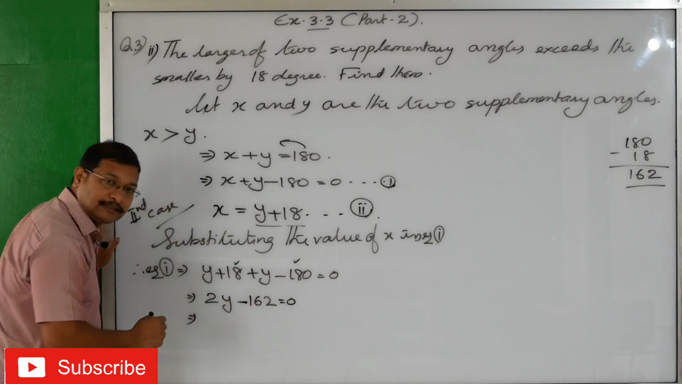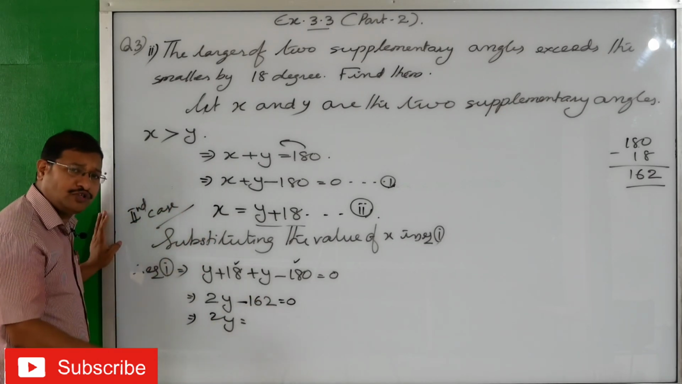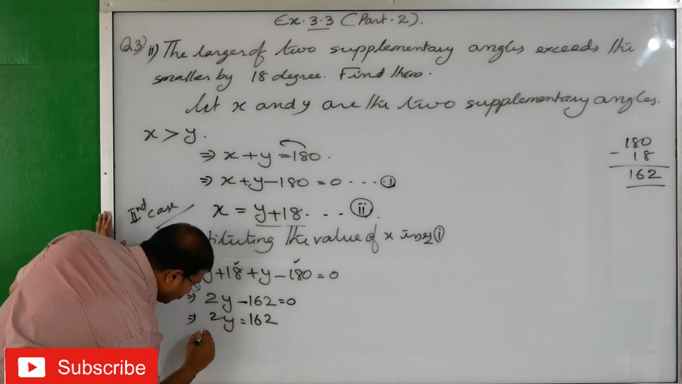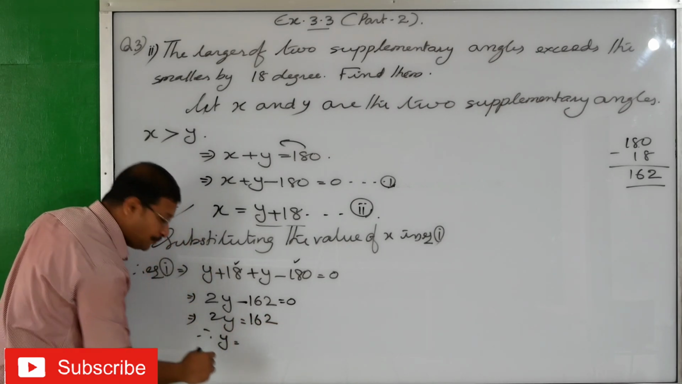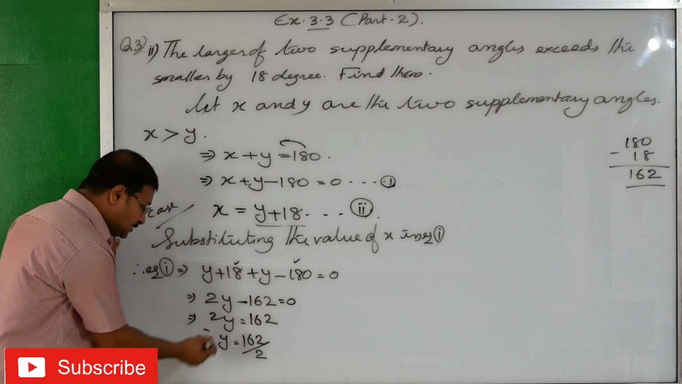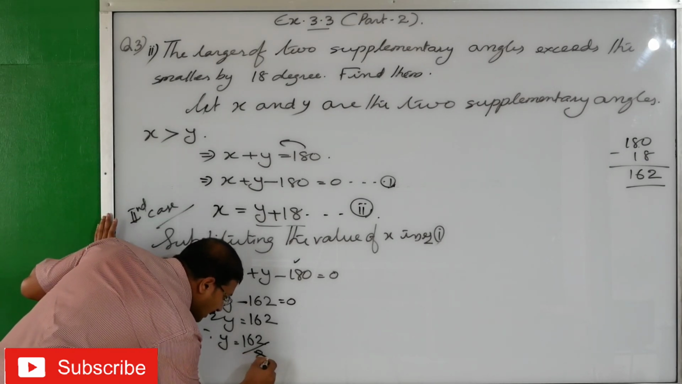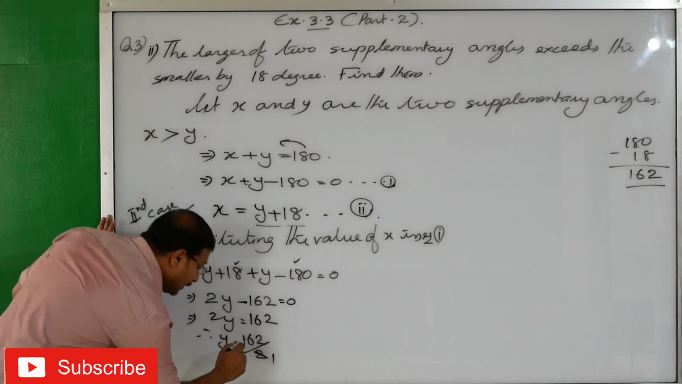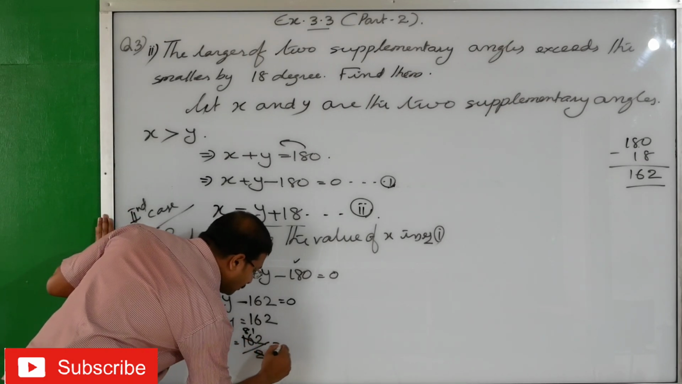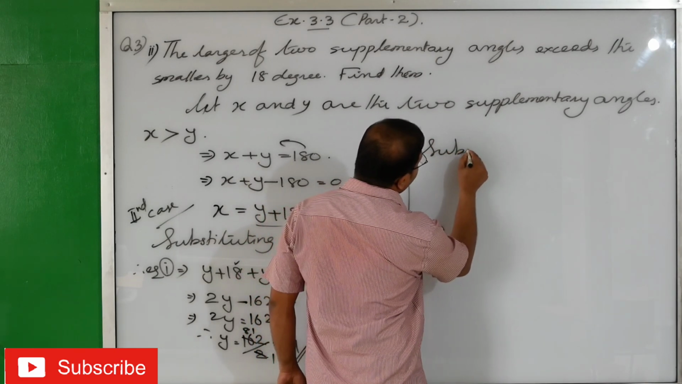This implies 2y equals minus 162 goes next side, plus 162. Therefore, y equals, what will we do? 162, these two will divide, because it is multiplying, goes next side will divide. Now, 2 ones are 2, we are cancelling by 2. 2 8s are 16 and 2 1s are 2. So, y equals 81.